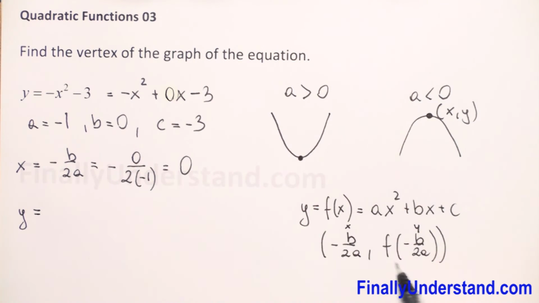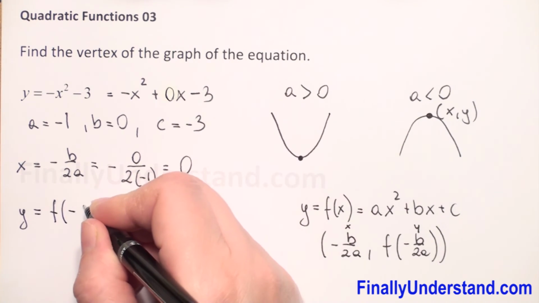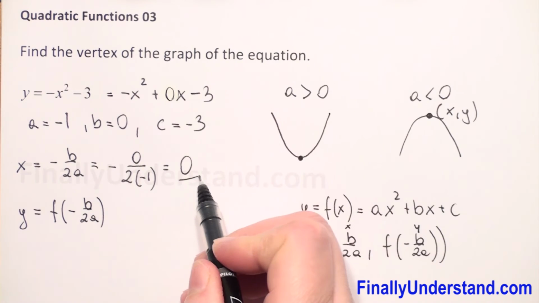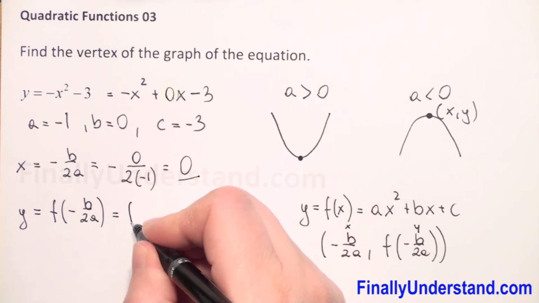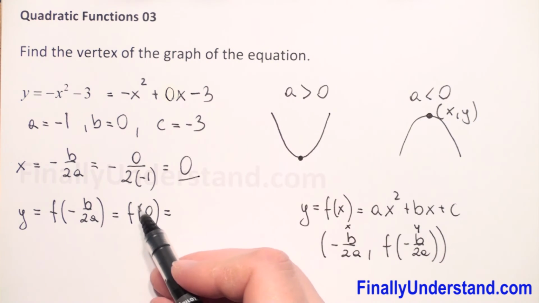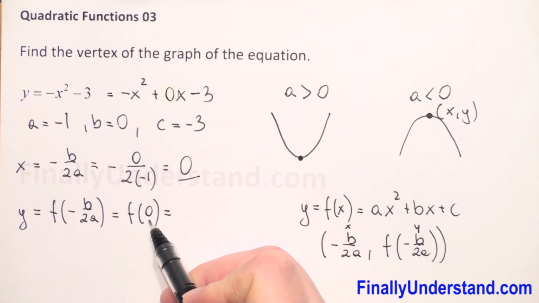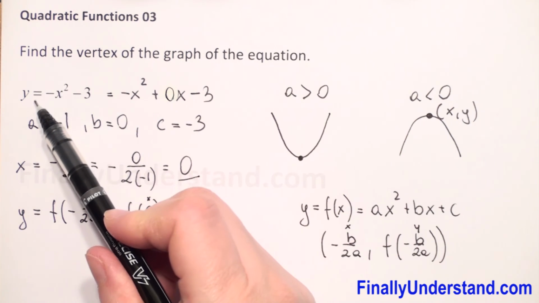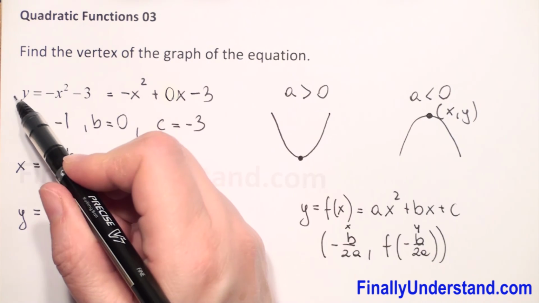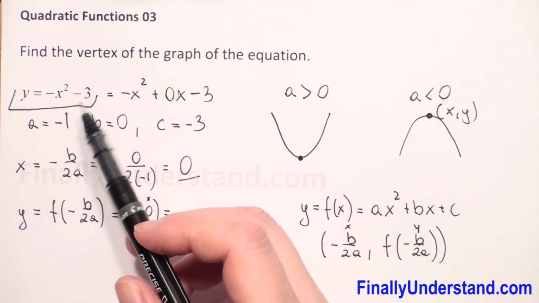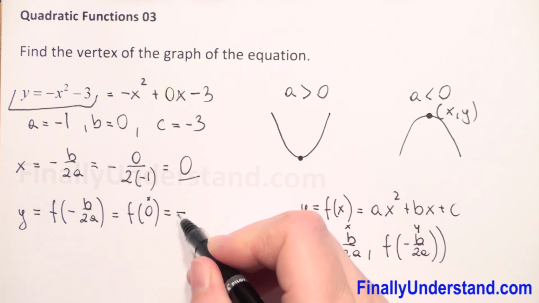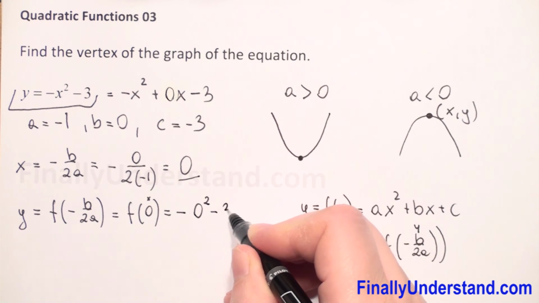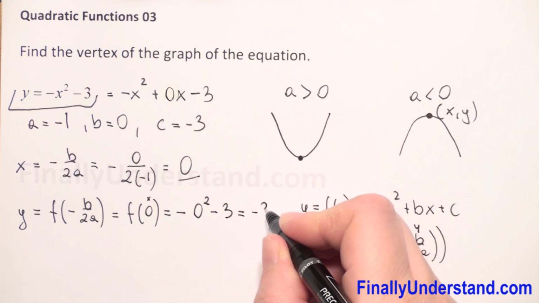Y is equal to f of negative b over 2a. We found that negative b over 2a is 0. So now we can substitute, and we have f of 0. We need to find the value of our function for 0. This is our x. What does it mean? We have to substitute into our equation x by 0. So we have to copy the negative sign and we have 0 to the second power minus 3. So this is equal to negative 3.